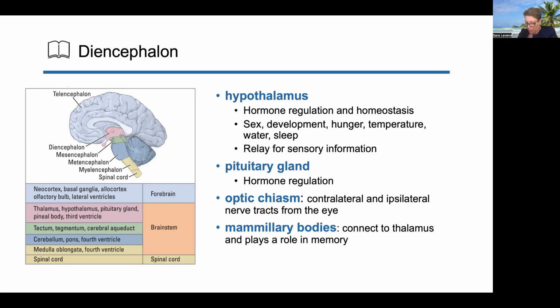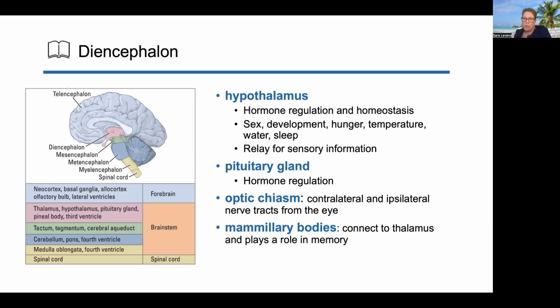Next, we have the hypothalamus. This is really critical in hormone regulation and homeostasis. It's also important in the distribution of hormones for sexual characteristics, physical characteristics, and development of the body, as well as hunger, temperature, water, and sleep. It's also very critical for the relay of sensory information. It's in a very key spot in the brain where so many things travel through it.